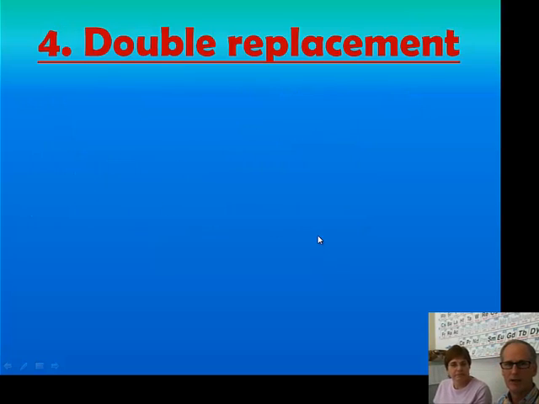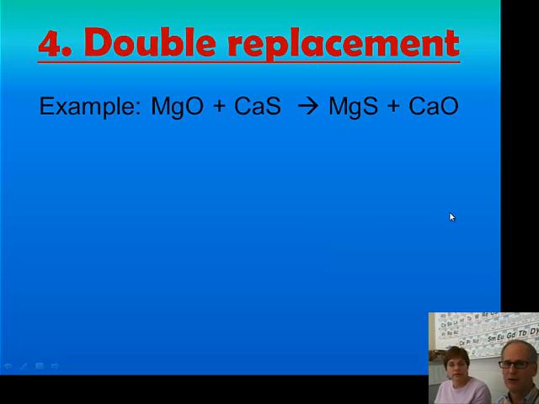Next, we have double replacement. Here's an example. Now we have 2 compounds, and we're going to get 2 compounds in our answer. The neat thing about double replacement, think cation, anion. Notice we got magnesium oxide and calcium sulfide. Both have cations and anions.